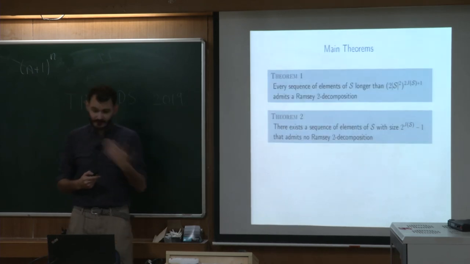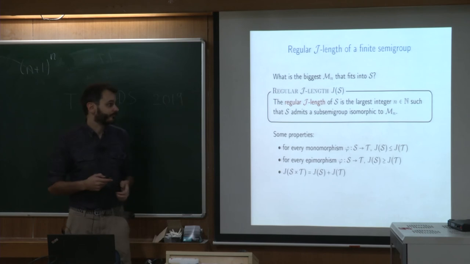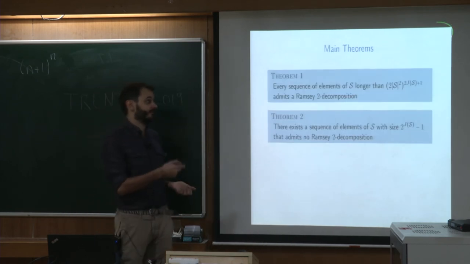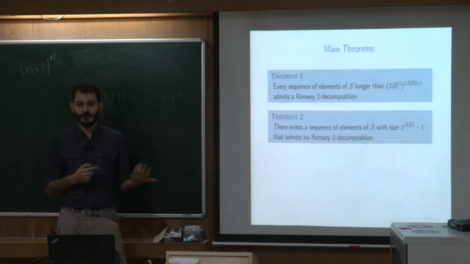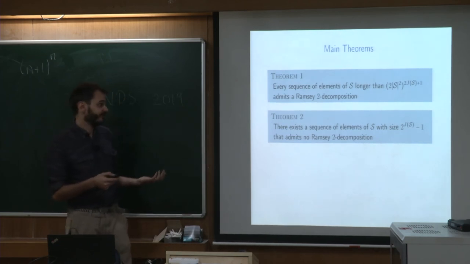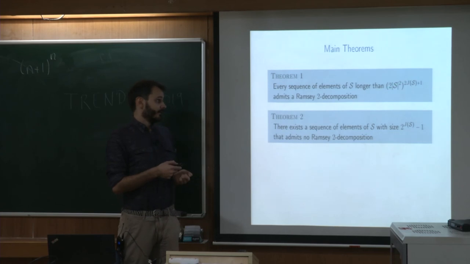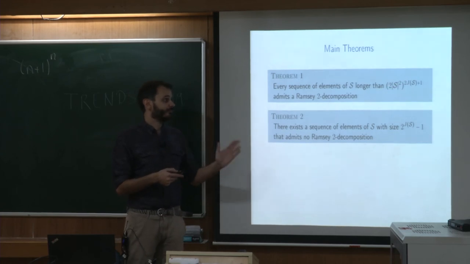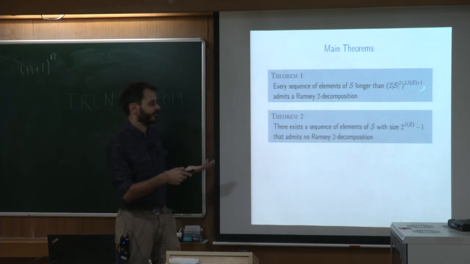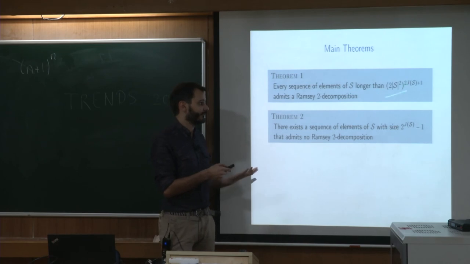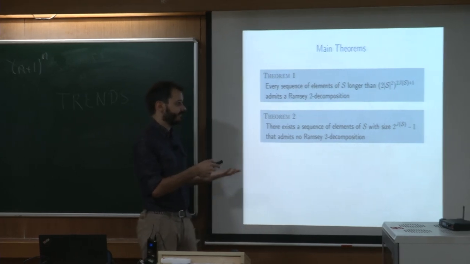And so, now that I introduced this notion of J length, I can finally define my main theorems. So it's about this Ramsey 2 decomposition in a general case. And so, what we can prove is that, well, if we are longer than this thing, we have a Ramsey 2 decomposition. So let's have a closer look at what this thing is.